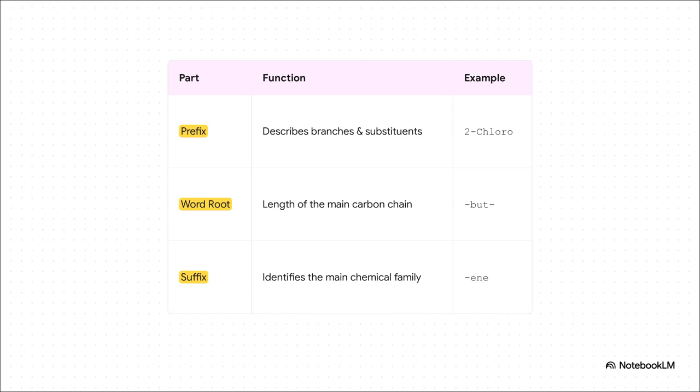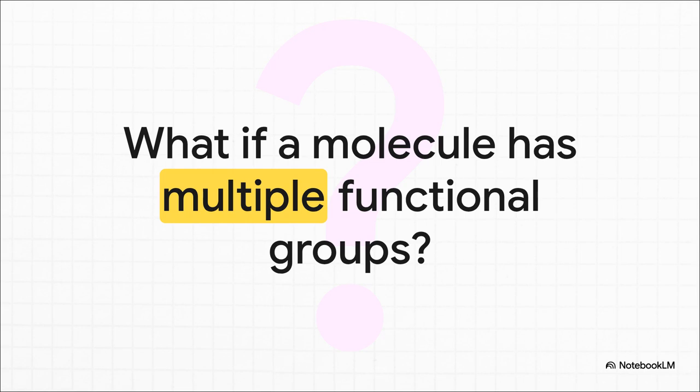You've got the word root in the middle that tells you how long the main carbon chain is. Meth for 1 carbon, eth for 2, but for 4, and so on. Then at the very end, you have the suffix. That identifies the molecule's main family, like ane for a simple chain or ol for an alcohol. And finally, everything at the beginning, the prefix, describes all the other stuff, all the branches and little attachments and where they're located.